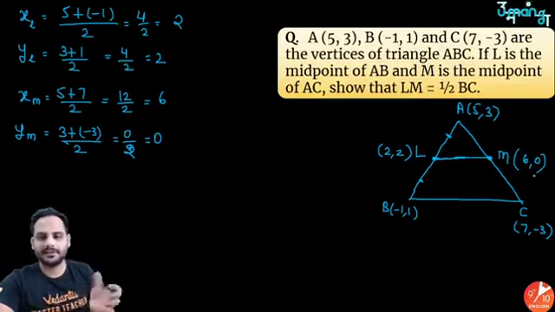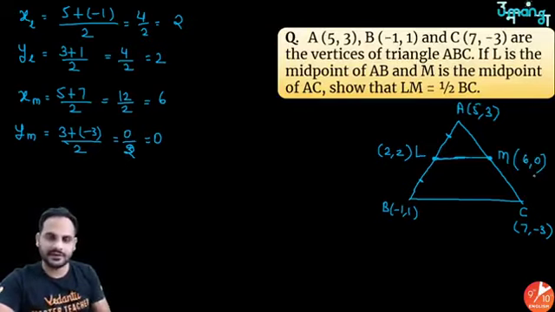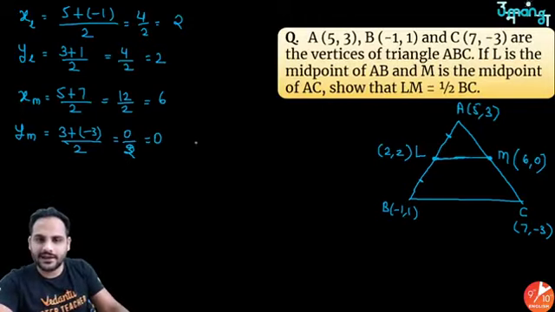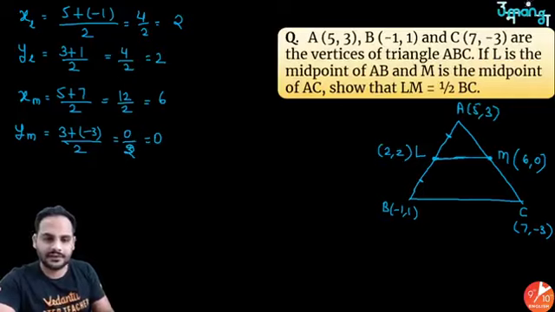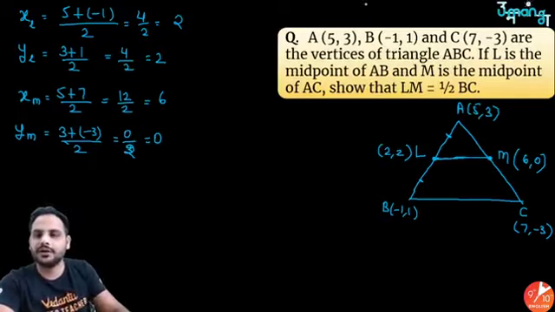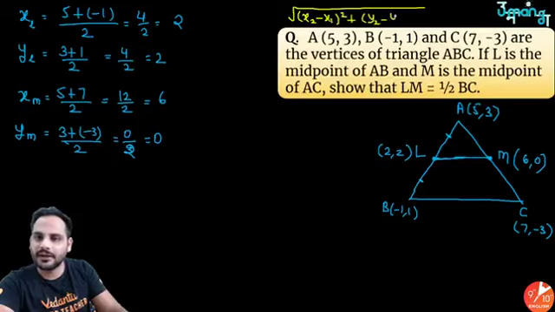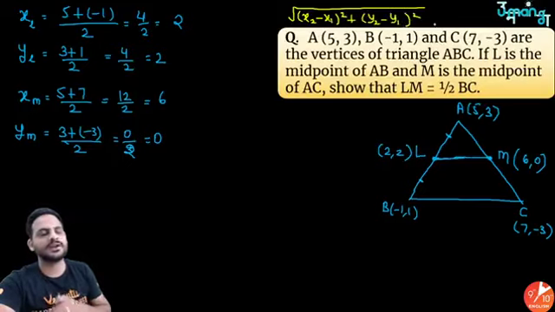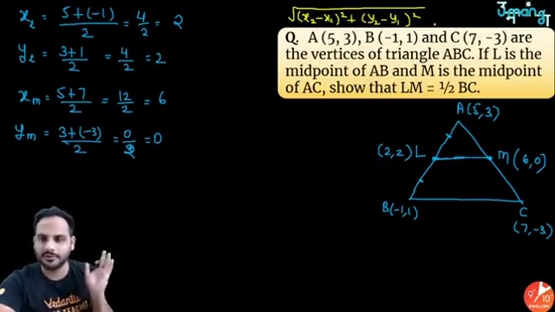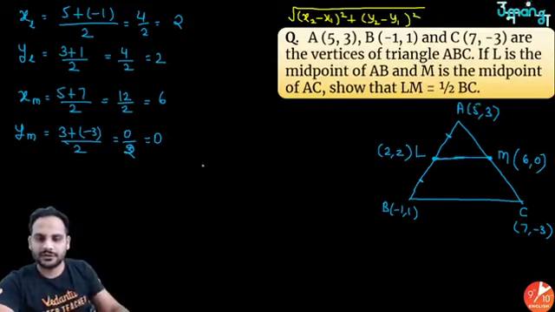We find the distance LM and the distance BC. Let us see whether one is half of the other or not. So the distance LM, brother, I have told you the distance formula. The distance formula is what? Square root of (x2 minus x1) whole square plus (y2 minus y1) whole square. You can keep any point as x1, y1 and any point as x2, y2 out of these two. You can keep either. Okay, son?